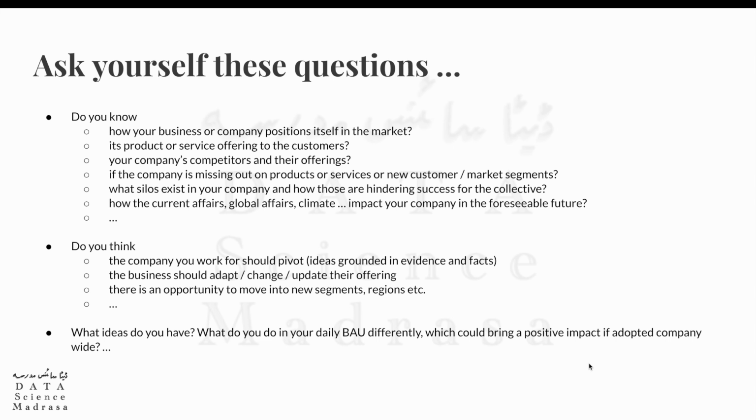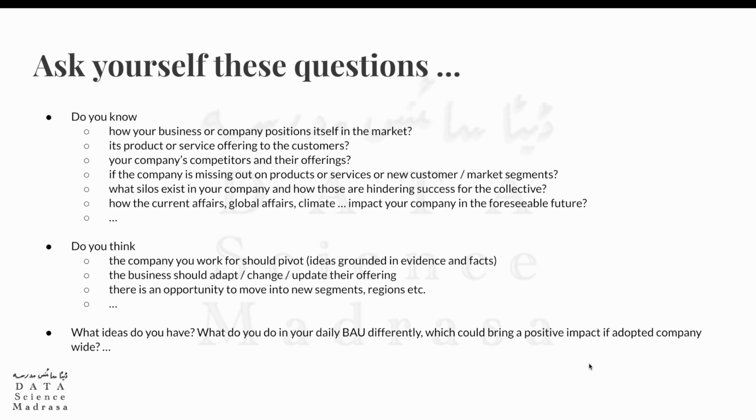Do you know what silos exist in your company? How are they hindering success for the collective? Perhaps departments aren't working together, they're not sharing data or reports or information unless it's really mandatory for them to do so by whatever process is regulating.